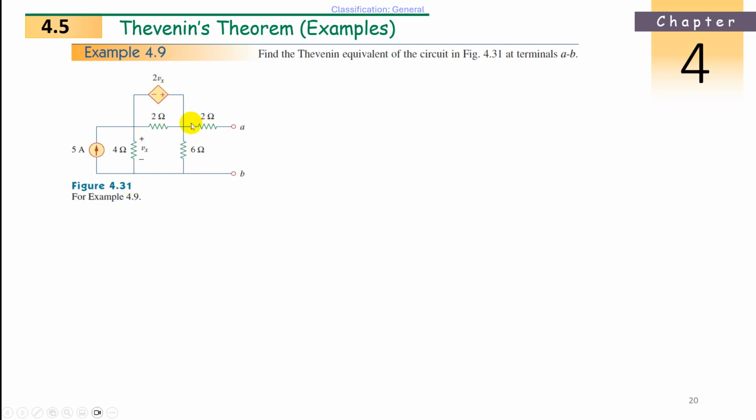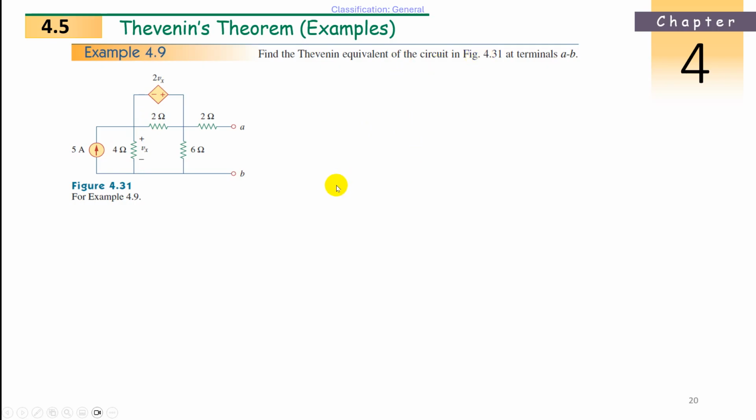So in this, we have 1, 2, 3, 4, 5, 6 elements. One is the current source and one is the dependent voltage source. Which type of voltage source is this? A dependent voltage controlled voltage source. Vx is the controlling voltage. It is voltage type, the diamond shape with plus minus means voltage. So this is a voltage controlled voltage source, controlled by this Vx value across the 4 ohm resistance.